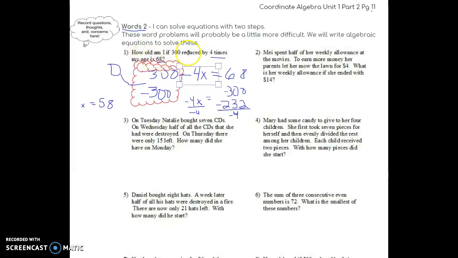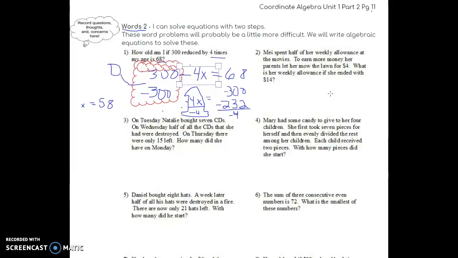Okay, so let's think about this. Is it reasonable? All right, so we're thinking about whether or not this is reasonable. 300 reduced by 4 times my age is 68. Okay, 4 times my age, well, it's about 50 or 60, and 4 of that is what, about 240, right? Because 6 times 4 is 24 with a 0. And then 300 minus 240 is 60, right? But then this wasn't quite 60, and that's a little more than 60. So it is reasonable. It's a reasonable answer.